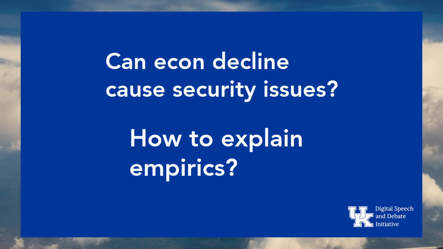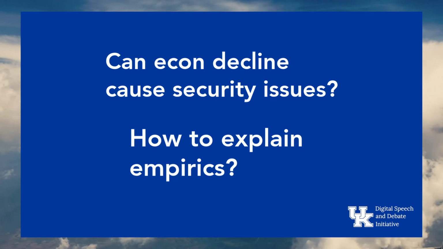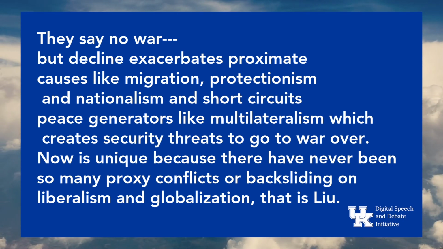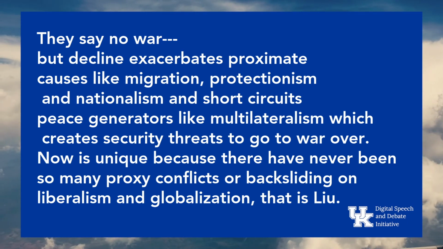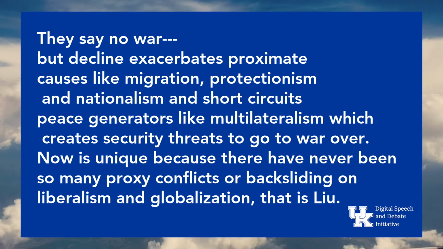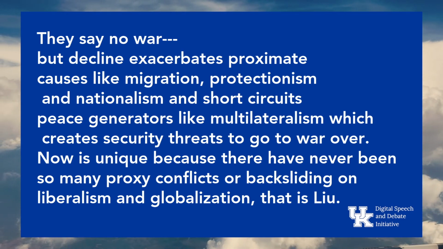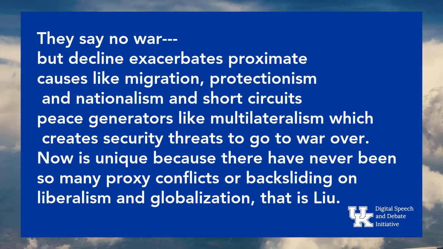But our Liu evidence is talking about what is occurring now and why now might be a unique moment. So we might be able to use that to leverage a response. What if we phrased it like this? They say no war, but decline exacerbates proximate causes like migration, protectionism, and nationalism, and it short-circuits the peace generators like multilateralism, which results in security threats to go to war over. Now is unique because there have never been so many proxy conflicts or backsliding on liberalism and globalization as there is right now. That's the Liu evidence.